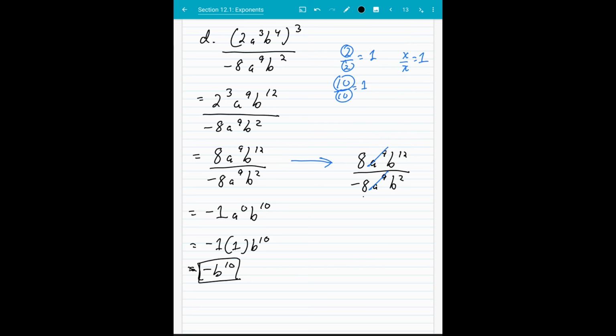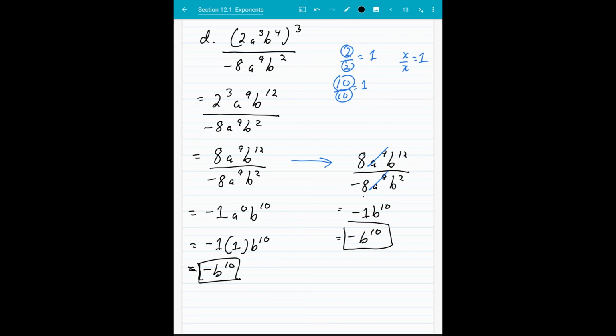And then we can go ahead and simplify. 8 divided by negative 8 still makes negative 1. This still makes b to the 10th. So this would make negative b to the 10th. It's really just a little shortcut.